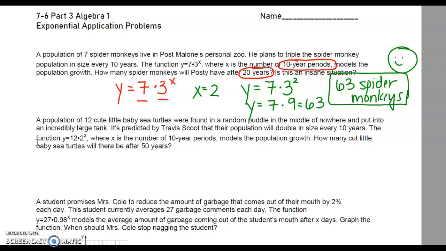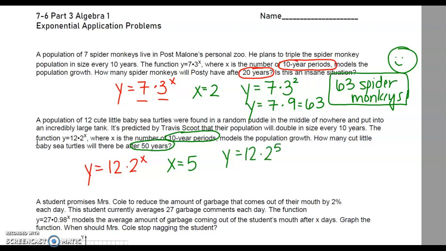So again, we have our equation, y equals 12 times 2 to the power of x, which would make sense because the initial amount we're starting with is 12. It's doubling, so you keep multiplying by 2. We want to figure out, in size every 10 years, so we're talking in 10-year periods, and we want to go 50 years out. So that is going to be x equals 5, right? X would equal 5. So we do y equals 12 times 2 to the 5th, exponents first, right?